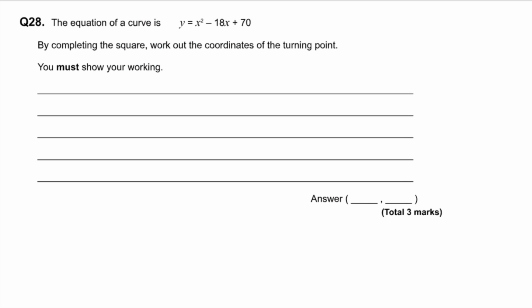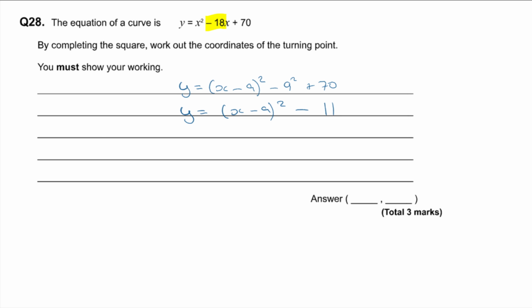Question 28, the equation of a curve is y is equal to x squared minus 18x plus 70. By completing the square, work out the coordinates of the turning point. You must show your working. Okay, so here's my coefficient of x, it's minus 18. So I'm going to rewrite this in complete square form. I'm going to say y is equal to x minus 9 all squared minus the square of 9 plus 70. So the square of 9 is going to be 81. So if I take 81 away from 70, that leaves me with minus 11 then, doesn't it? So that's going to be y is equal to x minus 9 all squared minus 11.